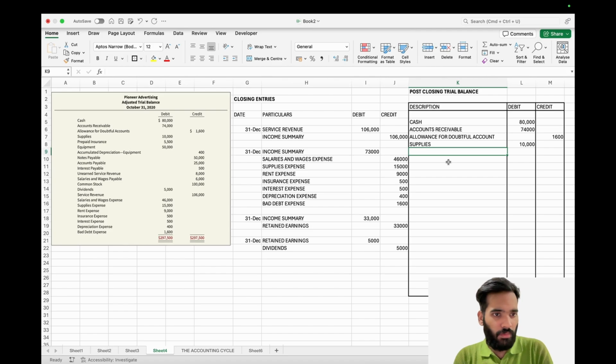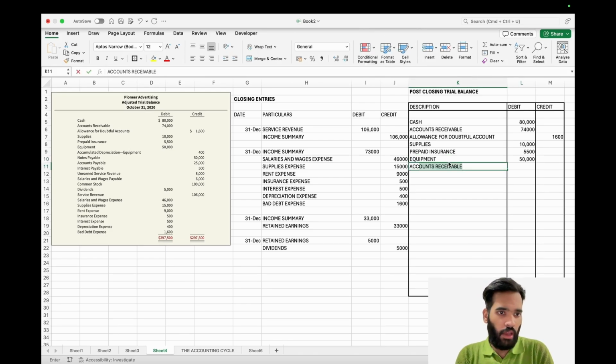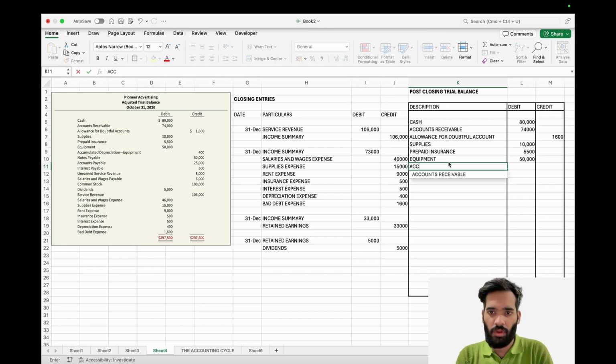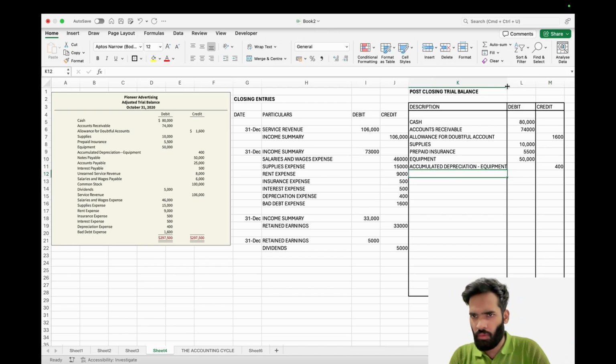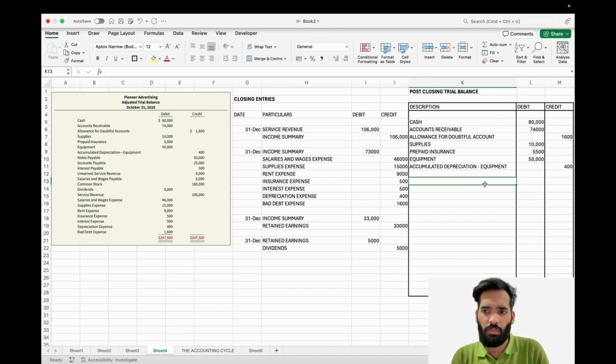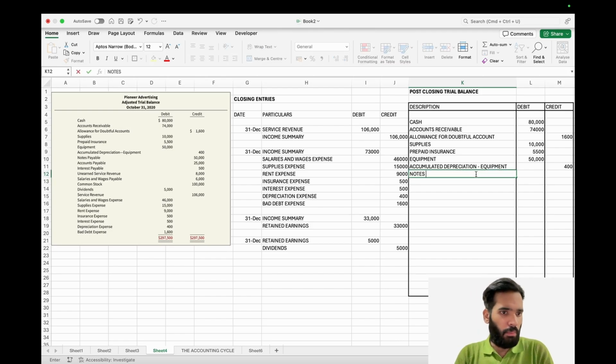Okay, so after supplies we have prepaid insurance 5,500, and then we have equipment. Okay, now if some accounts don't look familiar, don't worry about it. We are doing this full question just so conceptually you are good. So if you don't know what a certain account means, ignore that, right? If you haven't covered it in our course, not a problem. I'm just trying to show you a very good question of post-closing trial balance.